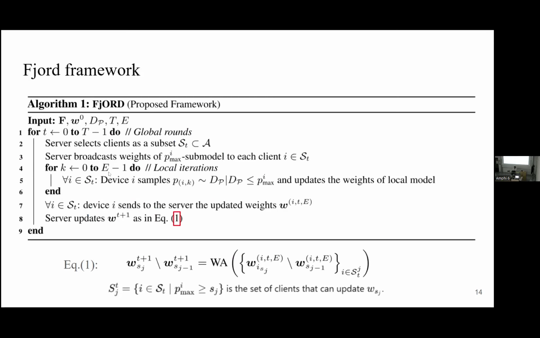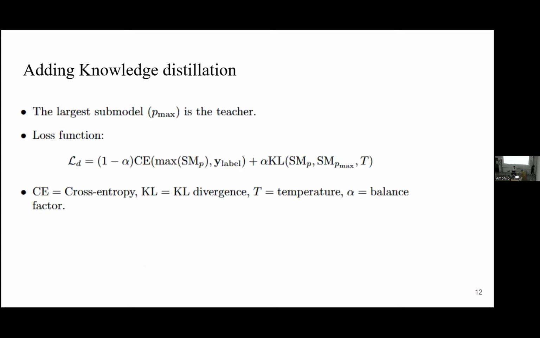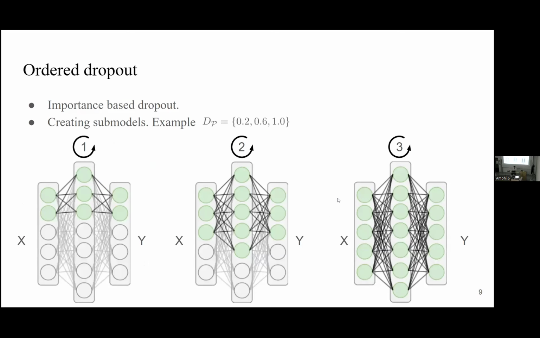After the client receives the weights, it does local iterations. In each iteration, each client i samples a pi_k, a value that corresponds to one of the submodels it has. Then it trains that subnetwork or submodel based on ordered dropout, as we said before. For example, one client might have a pi max of 0.6, so in every iteration it picks either 0.2 or 0.6 to train.